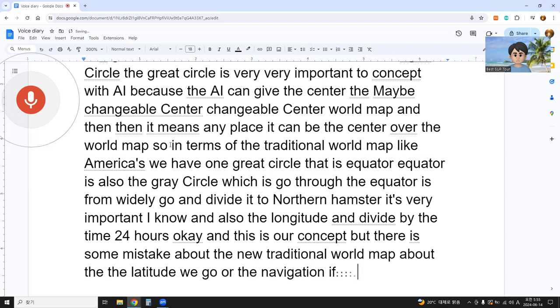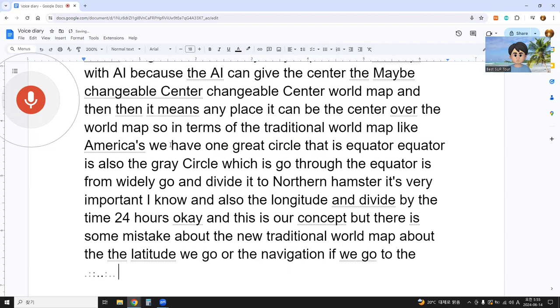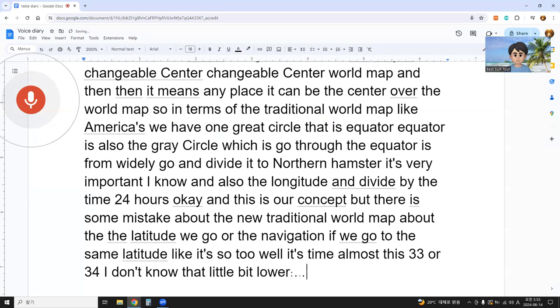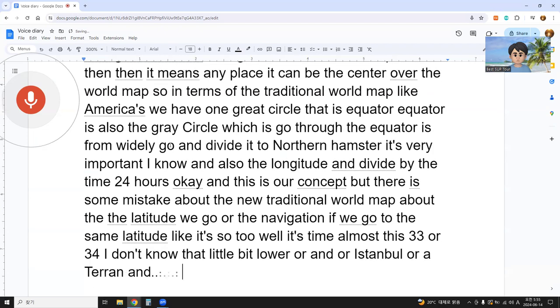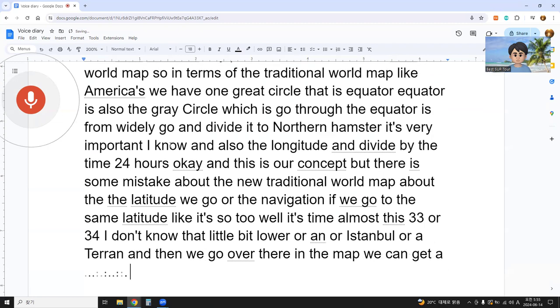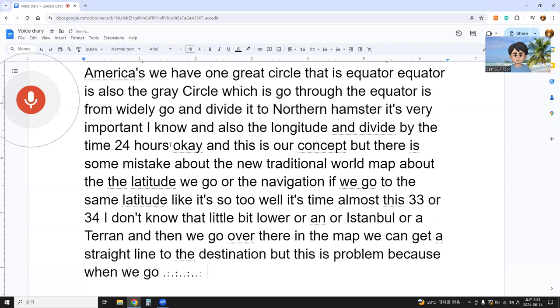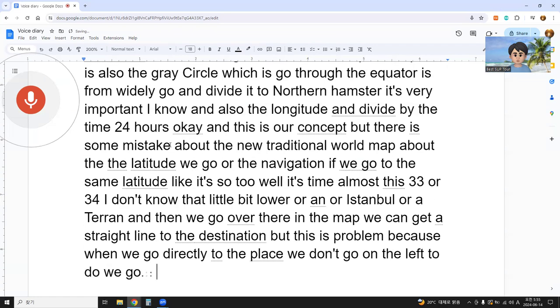If we go along the same latitude, like Seoul to Istanbul, which is almost 33 or 34 degrees, a little bit lower, or Istanbul or Tehran, then in the map we can get a straight line to the destination. But this is a problem, because when we go directly to the place, we don't go along the latitude. We go around the great circle.